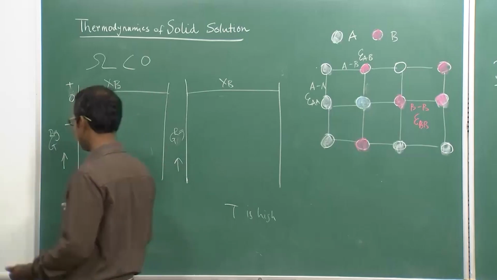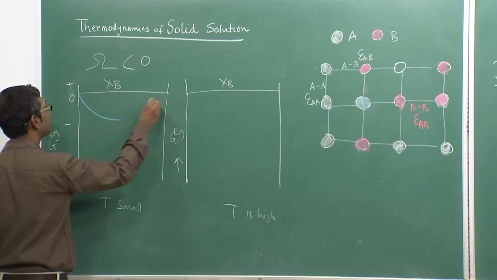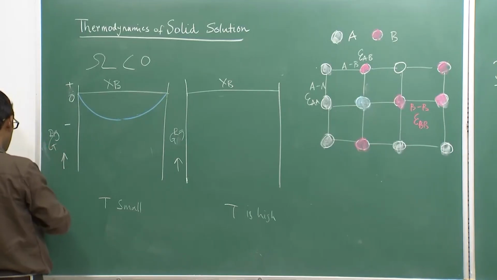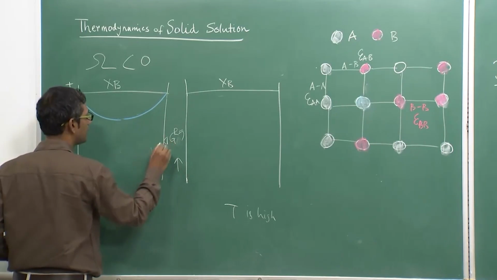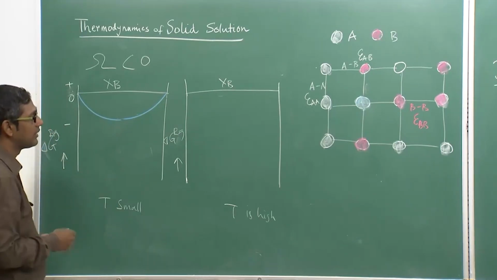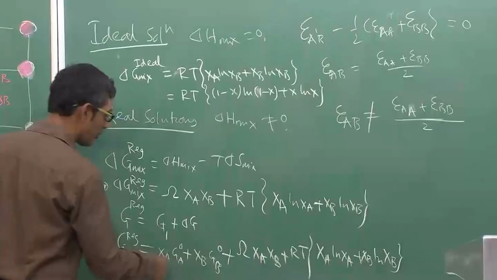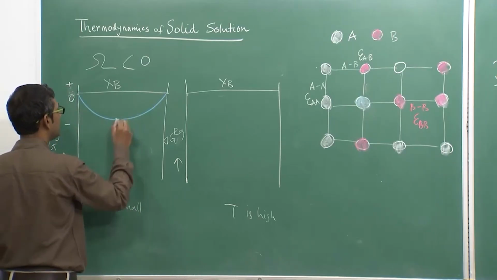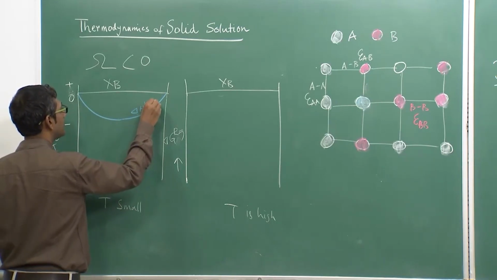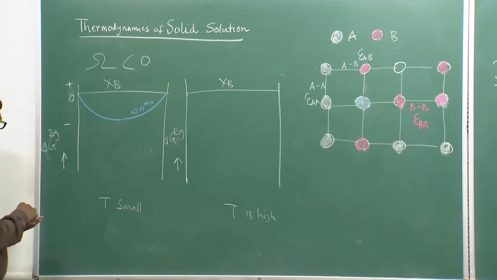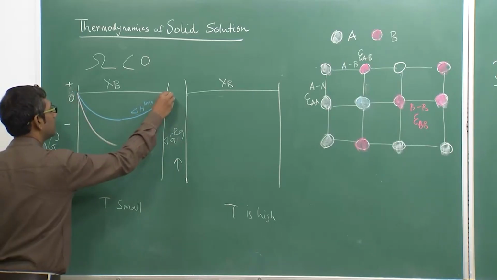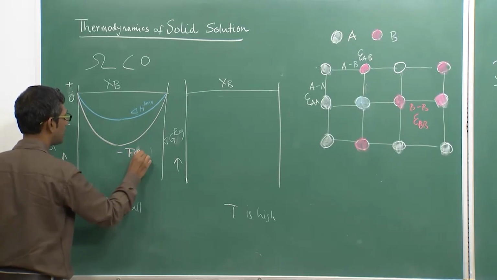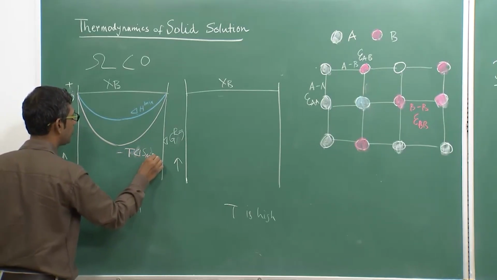So what will happen? Instead of delta H mix, I think it is better we plot delta G mix, then it is easy to follow. Let us change it to delta G, because delta G is the same, the only difference is that a constant term is added. So this is my delta H mix, I write down delta H mix. Then minus T delta S mix will also be an inverted parabola.